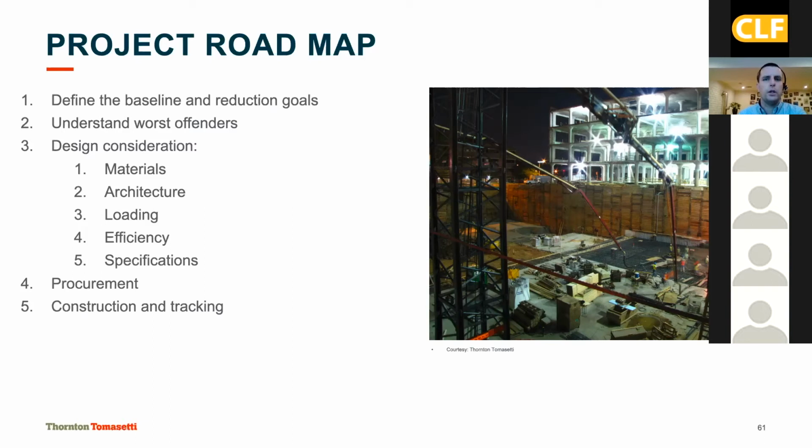What can we do to reduce the embodied carbon of the materials that we've shown in the documents? And then it moves on to procurement and finding trusted partners and contractors and subcontractors willing to get out there and get creative and who have the materials that we need. And then continuing to track during construction.